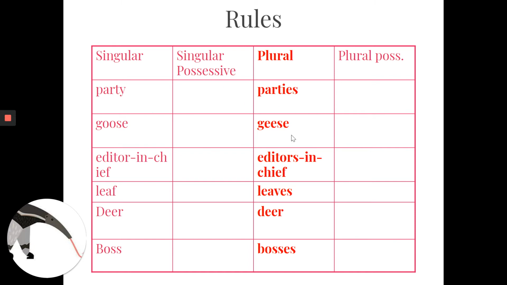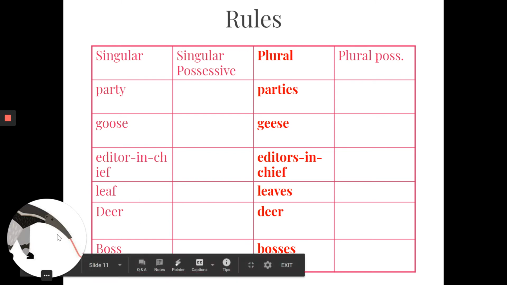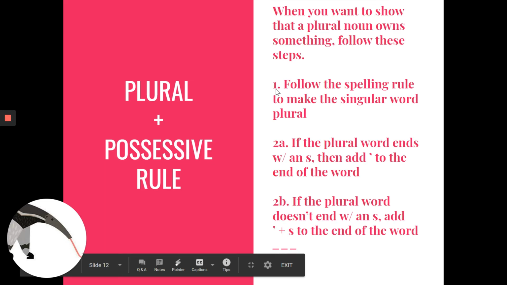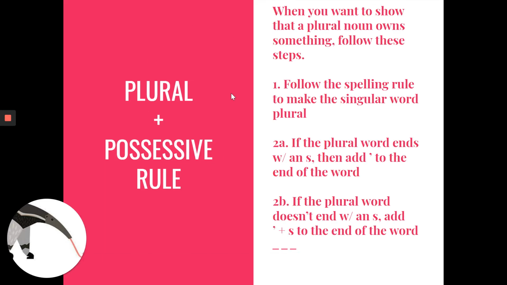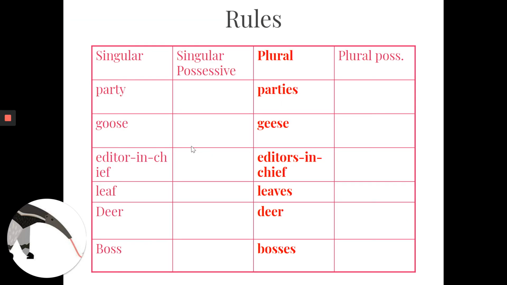Goose, change the spelling to geese. Editor-in-chief becomes editors-in-chief. Leaf becomes leaves. Go down the line, you're changing the spelling from singular to plural. Plural plus possessive rule. When you want to show that a plural noun owns something, follow these steps. Follow the spelling rule to make the singular word plural. Well, that's what we just did.